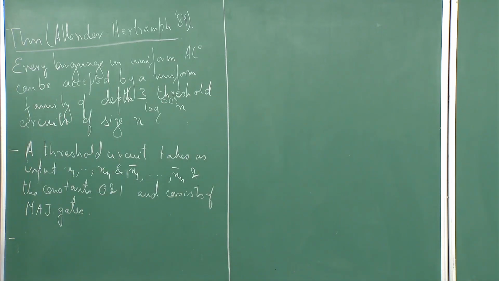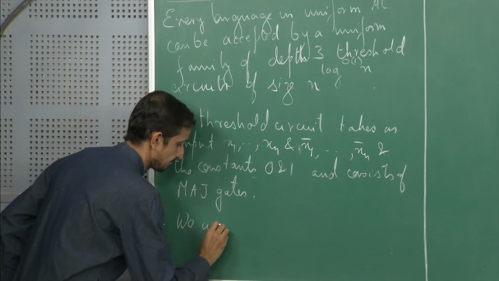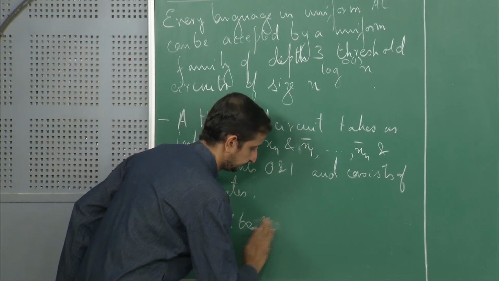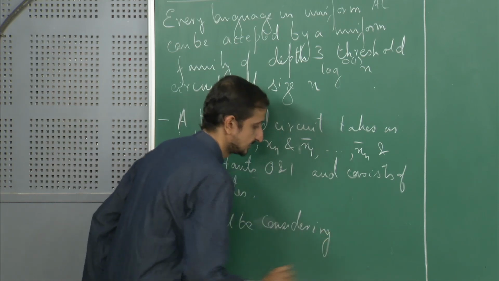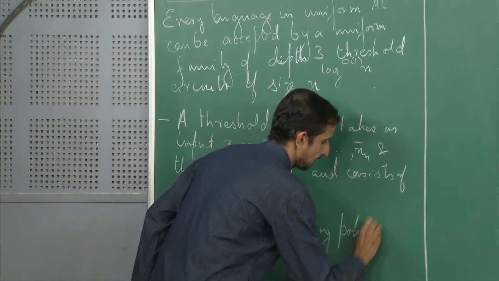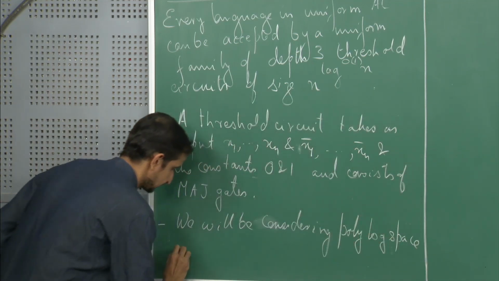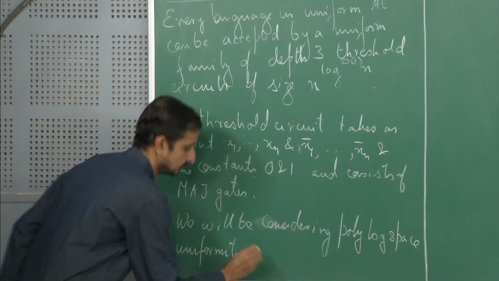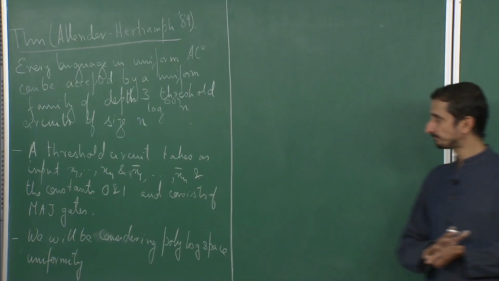Okay, so one more point. The kind of uniformity that we consider over here is polylog space uniformity. So we will be considering polylog space. Okay, so there is a polylog space Turing machine which given n can produce that circuit.